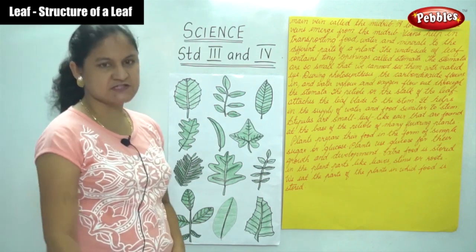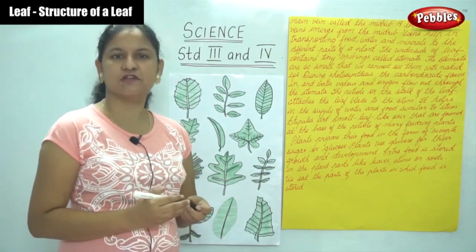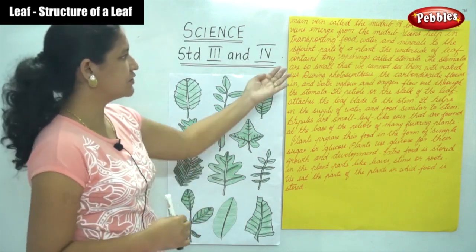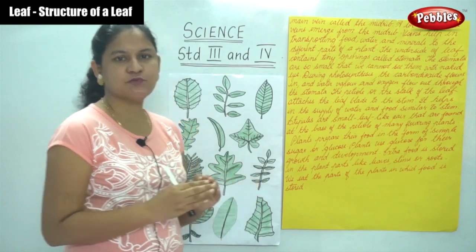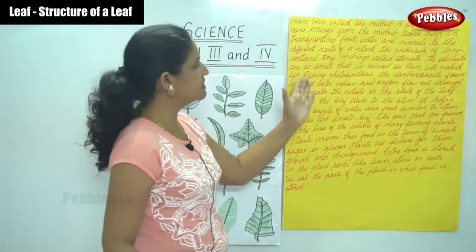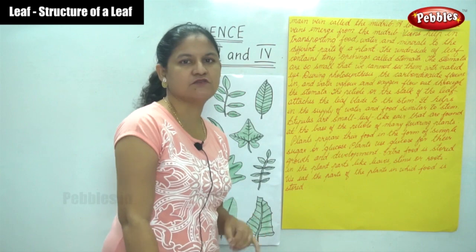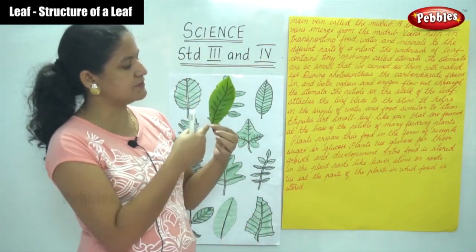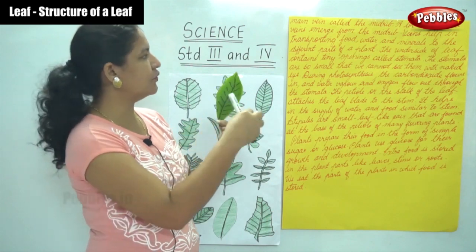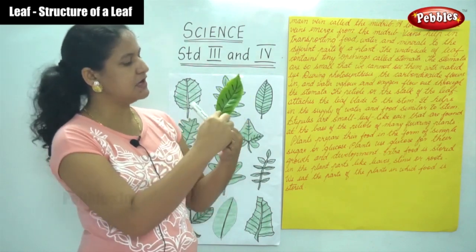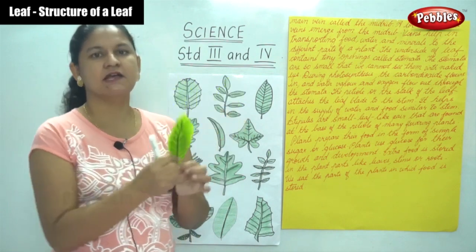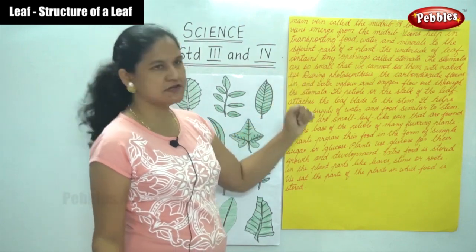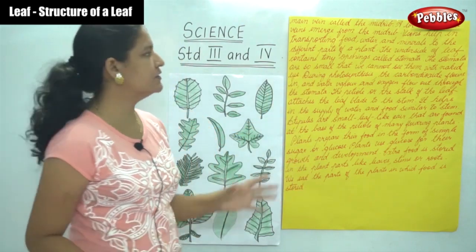Veins help in transporting. So we are going to see the function of the veins. Why is there the presence of veins in a leaf? Veins help in transporting food, water and minerals to the different parts of a plant. So this is the main vein or the midrib, and from it small veins emerge.